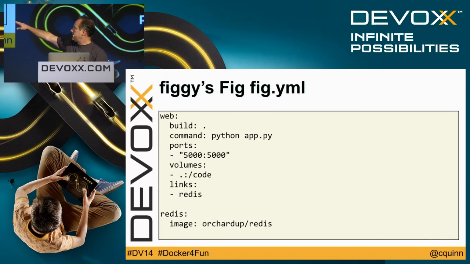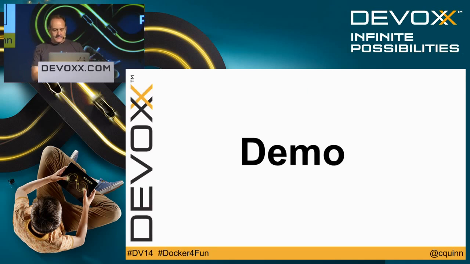And then we say it links to Redis. So it knows it needs to talk to the logical thing called Redis, which is the one at the bottom. And that's a simple container. We're just going to go get Orchard Up's Redis image and just run it. That's it. So this is the whole declaration of our two containers we want to run together. So that's our app. That's it.